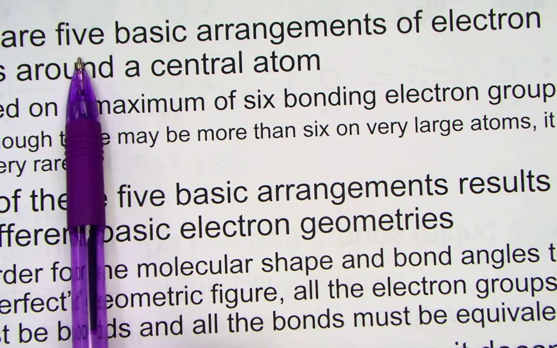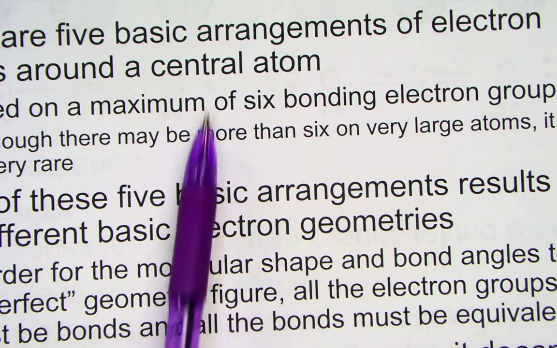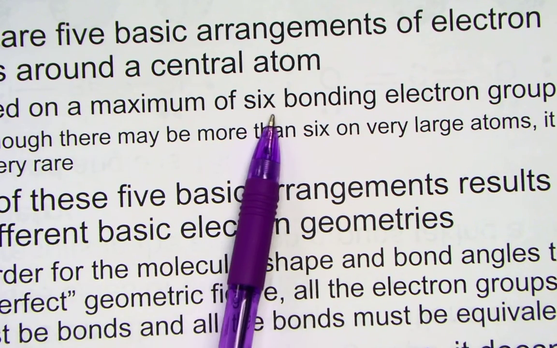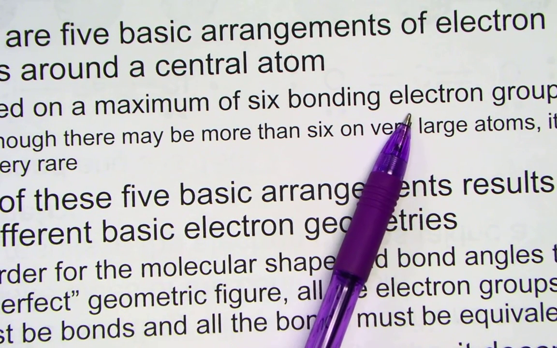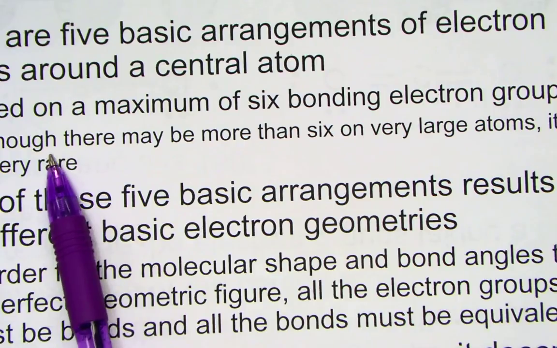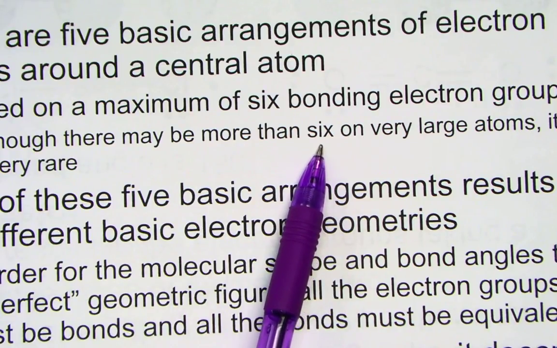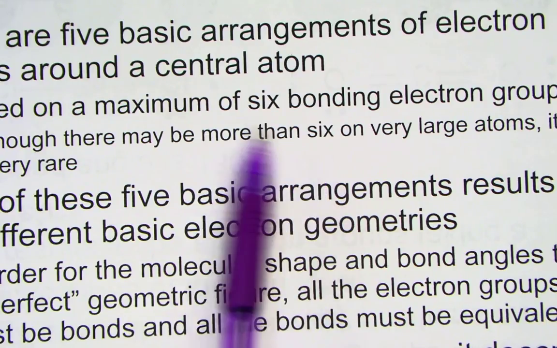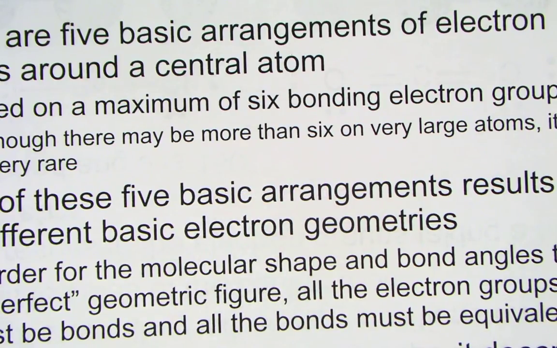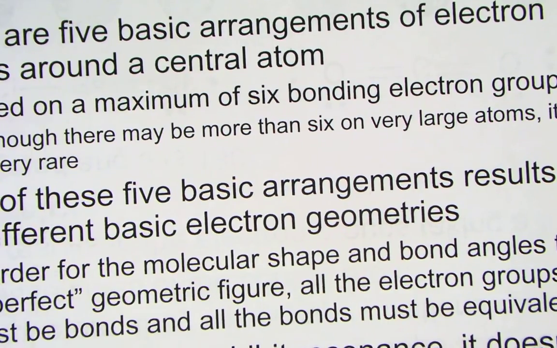So electron domains have 5 basic arrangements based on the maximum of 6 bonding electrons. Though there may be more than 6 on very large atoms, it is very, very rare. The most common is tetrahedral. You have to expand the octet to get 5 or 6 electron domains. Each one of these 5 basic arrangements results in 5 different basic electron geometries.